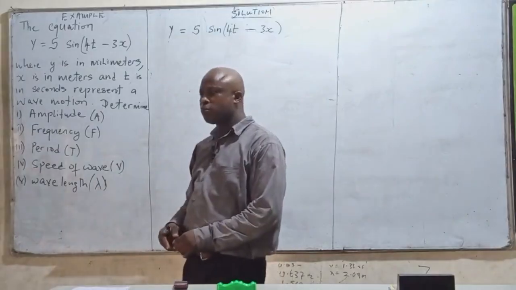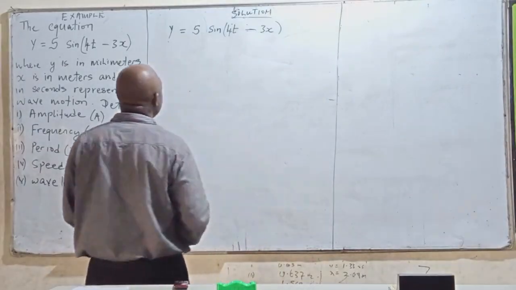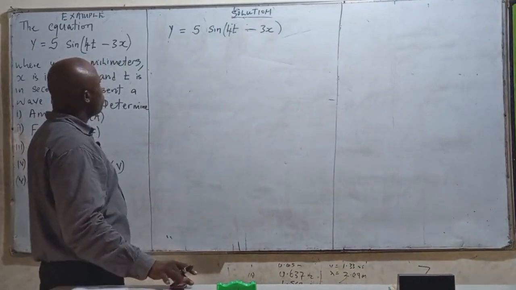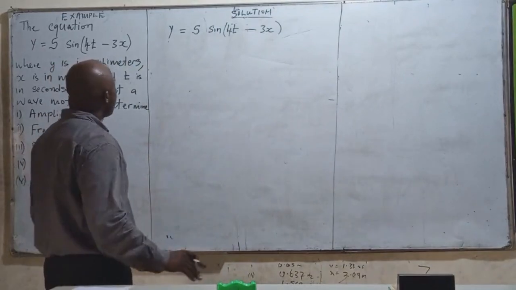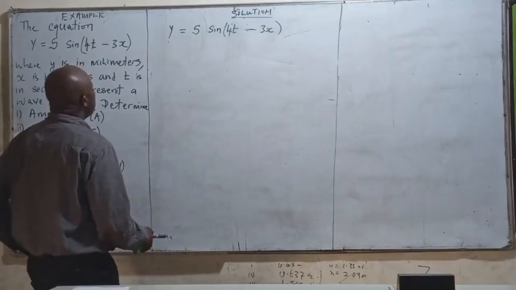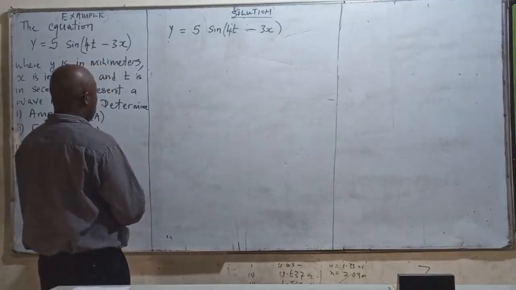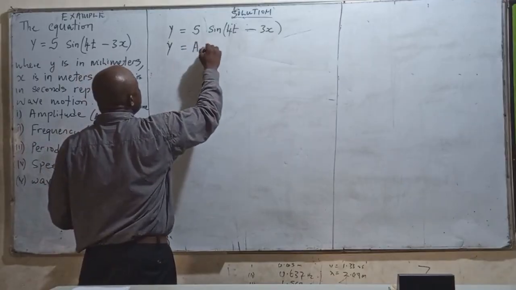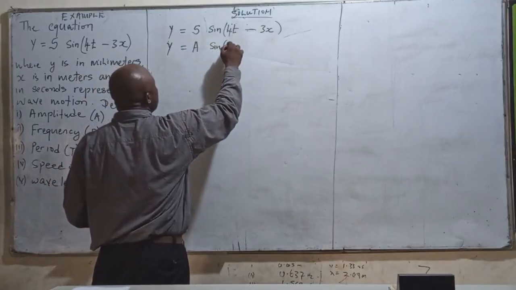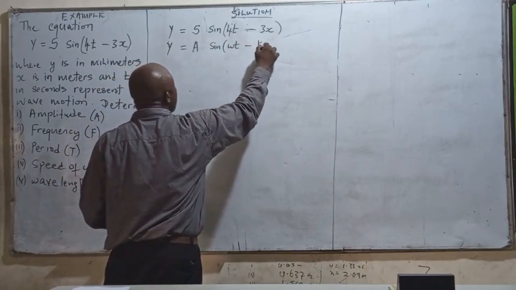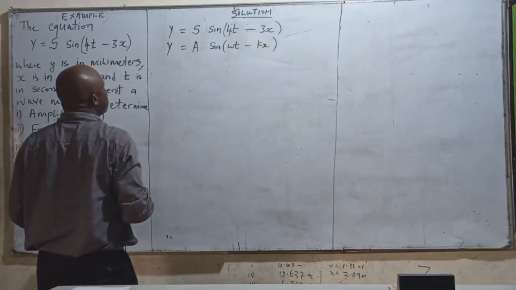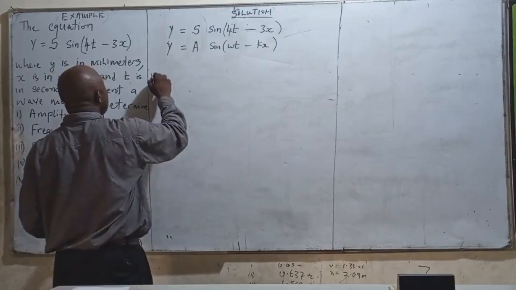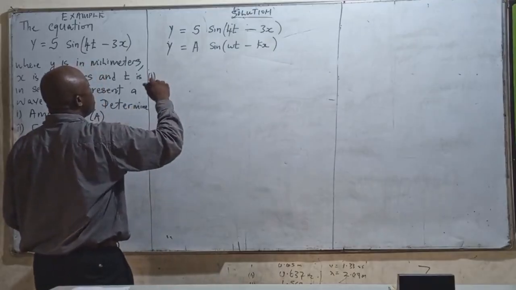Now let's solve this problem. From our previous section, we have that y is equal to A sine (wt minus kx). So we can use the equation which matches this one. By simple comparison, we can continue to solve this problem.